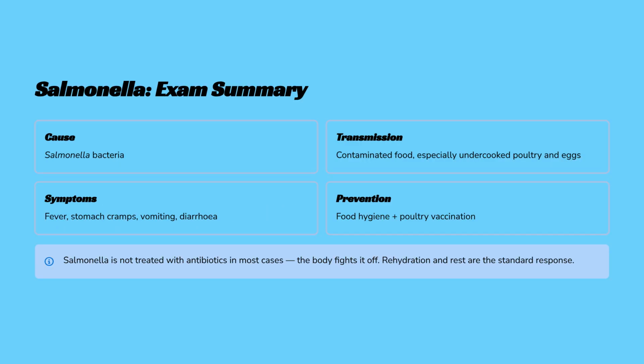Here's a quick summary for your exam. Salmonella is caused by bacteria, spread by contaminated food, and causes fever, cramps, and vomiting. Treatment is usually just rehydration and rest, as the body typically clears the infection naturally.